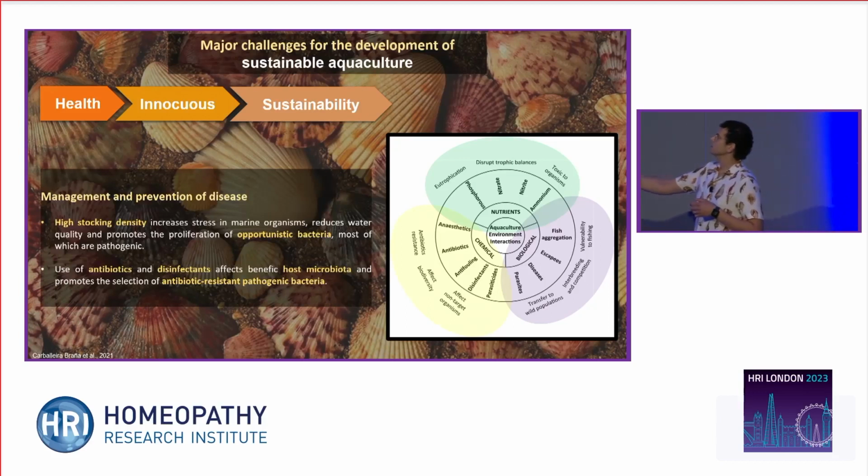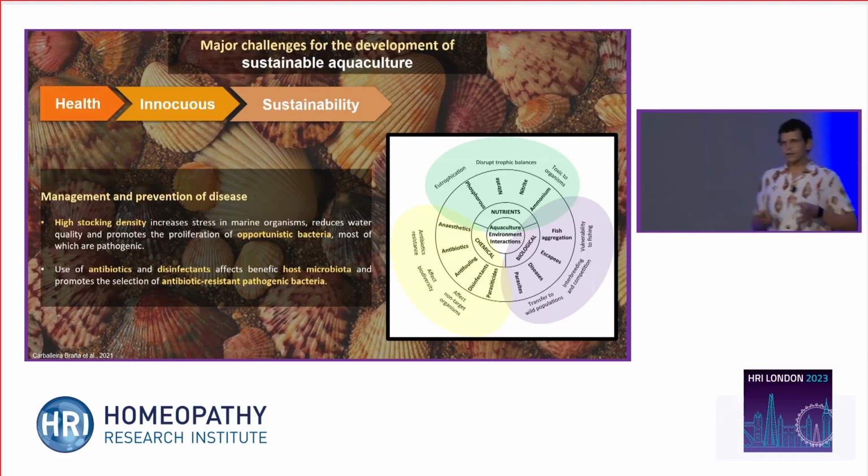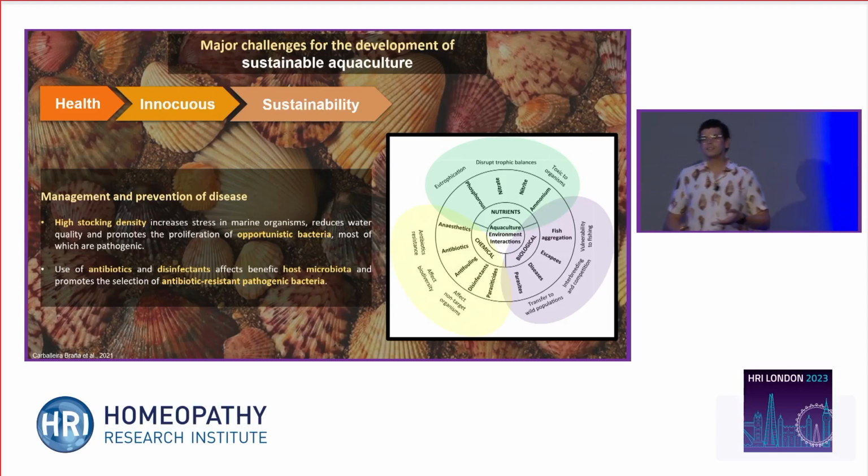I divide this in three blocks: health, innocuousness, and sustainability. In health, in aquaculture, what we use to grow the organisms is high stocking densities because you can produce more organisms in a reduced area. You increase the profit again. However, when you grow these organisms at high stocking densities, you increase the stress of the organism, and also you start reducing the water quality. And this is the perfect mix for pathogenic bacteria to proliferate. In aquaculture, we have different bacteria. Some of them are opportunistic, like vibrios, which are very common to find in culture water. And when we have this perfect mix, they increase, and the organisms are more susceptible to disease.